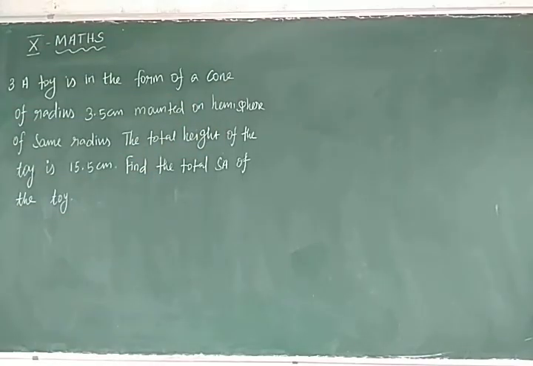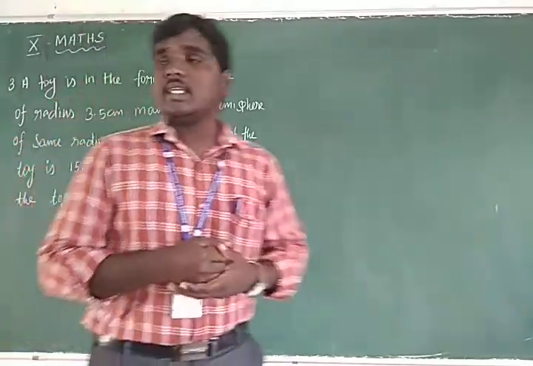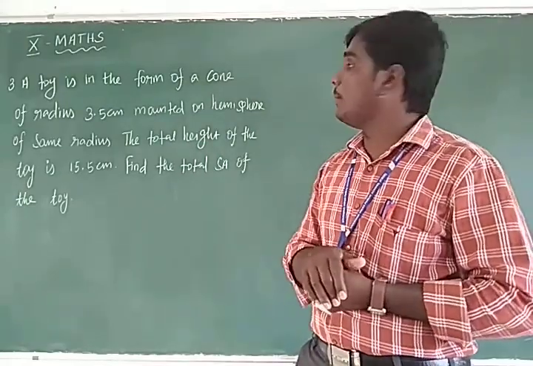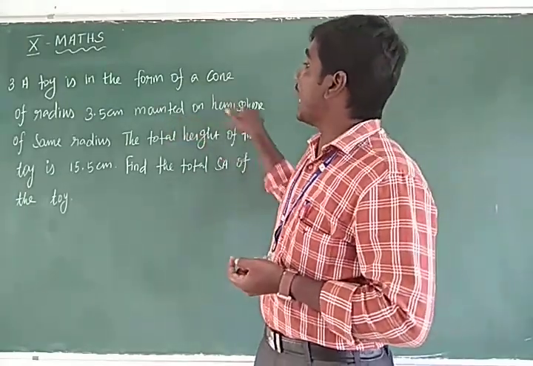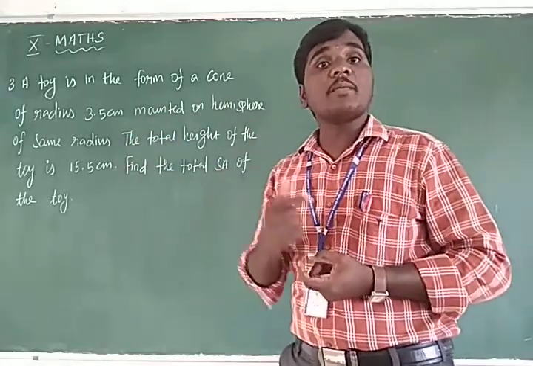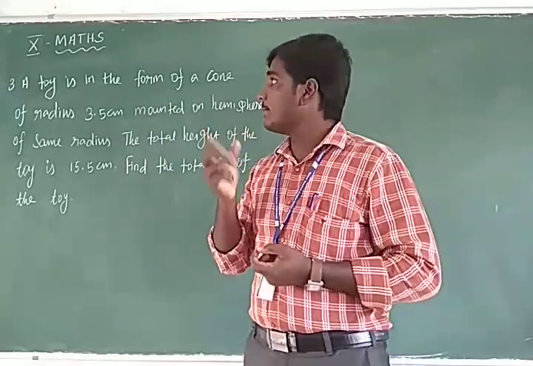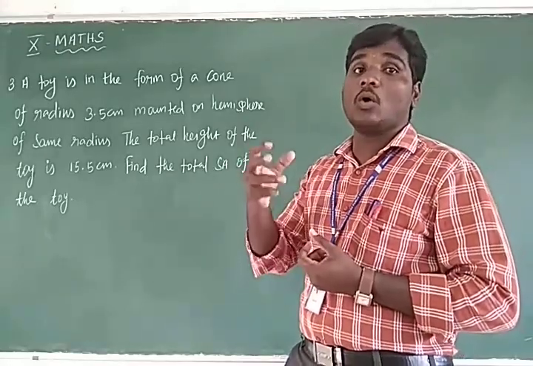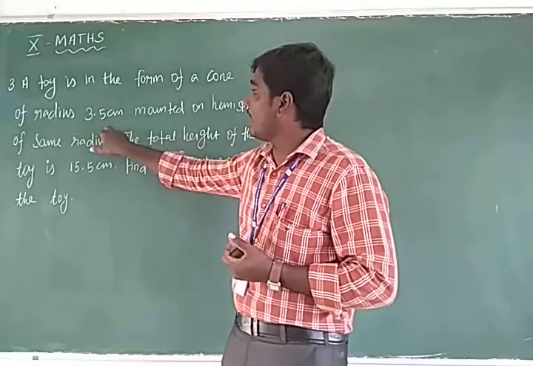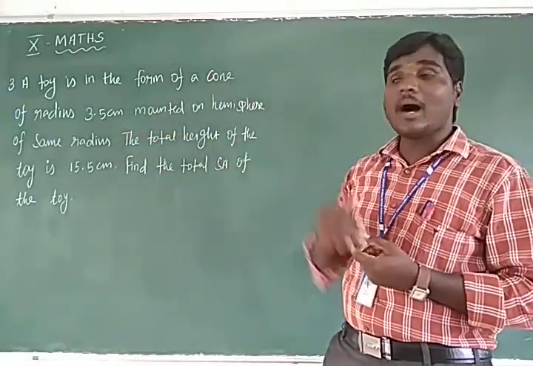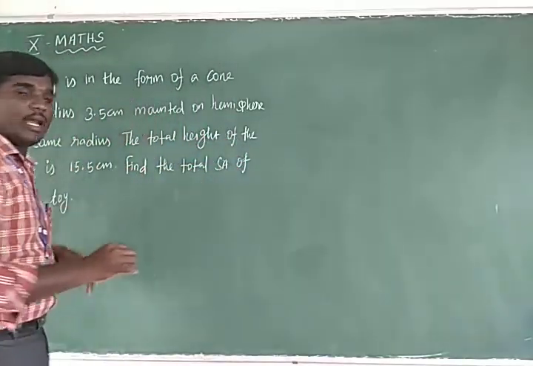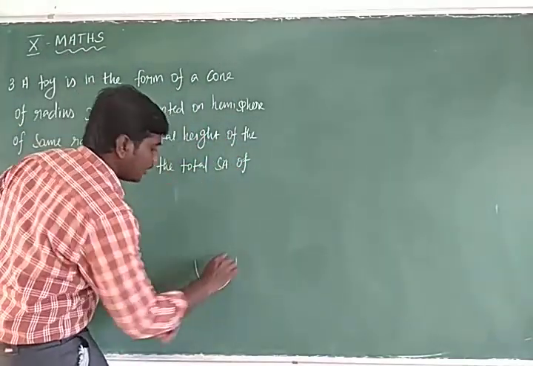The next question, third question. A toy is in the form of a cone of radius 3.5 centimeter mounted on a hemisphere of the same radius. So a cone is mounted on a hemisphere.